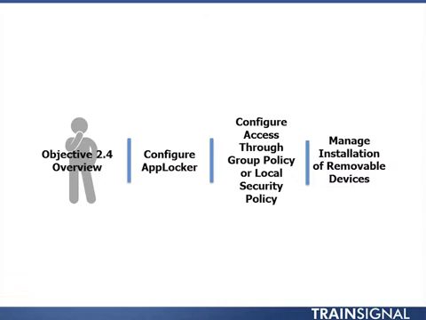The second sub-objective is configure access through group policy and local security policy. When they say configure access, they're talking about hardware access, like which printers people can run or which other devices people are allowed to connect to their computer. For example, you could prevent people from connecting webcams to their computers if you wanted to.